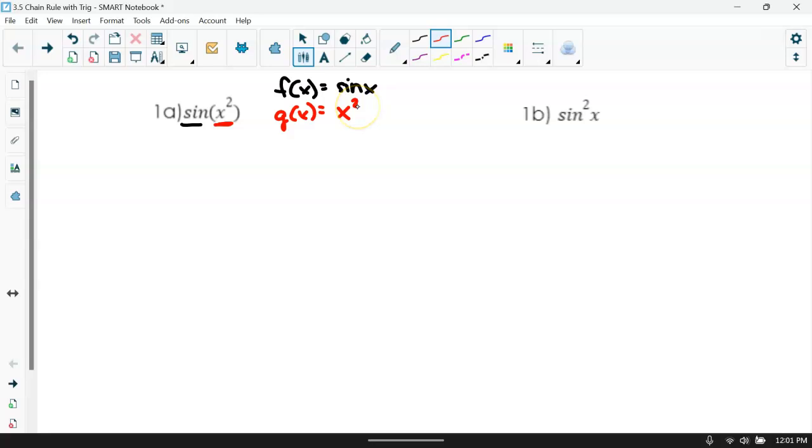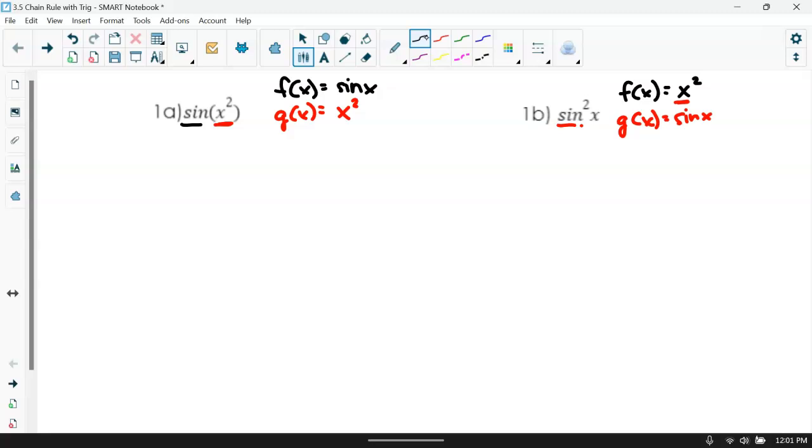x squared, versus here, notice the difference. How f of x, our outside function, is no longer sine, because sine is being raised to the second power. So now this is x squared. And the inside function, what is being raised to the second power? Sine. Sine is what's being raised to the second power here. So notice that difference here.